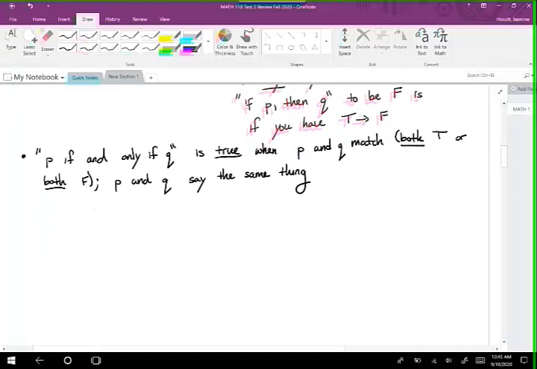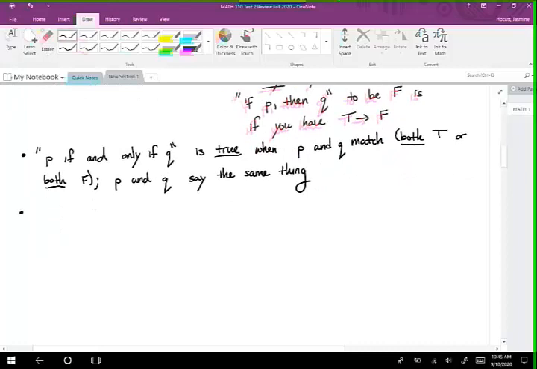Okay. All right. So then the next notation or formula kind of thing that you should know is the 4 different statements that we discussed. We talked about the conditional, we talked about the converse, we talked about the inverse, and then the contrapositive.